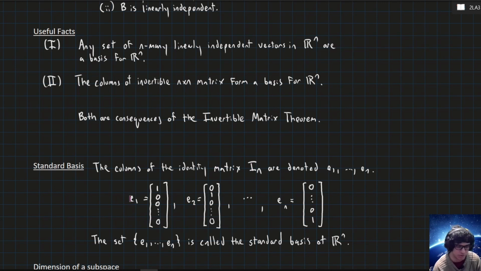So E1 is this vector, 1 in the first position, 0s elsewhere. E2 is this vector, 1 in the second position, 0s elsewhere, and so on, up to En, where it's 0s all the way up to the nth position, which is a 1. So this is called the standard basis of Rn.